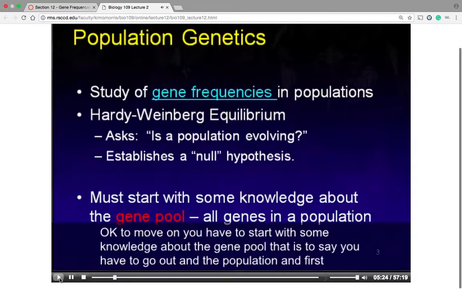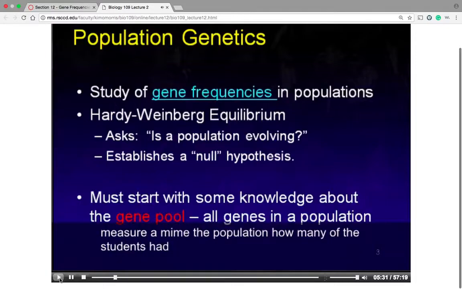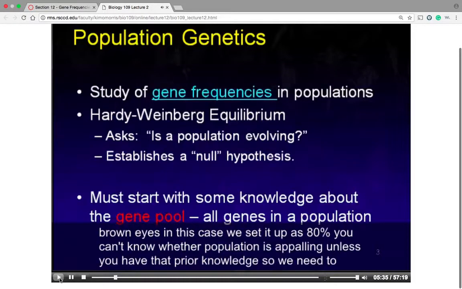You have to start with some knowledge about the gene pool. That is to say, you have to go out into that population and first measure how many of the students had brown eyes. In this case, we set it up as 80%. You can't know whether a population is evolving unless you have that prior knowledge. So we need to understand that.